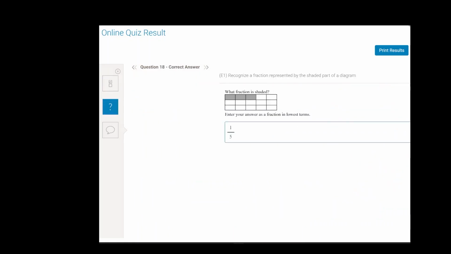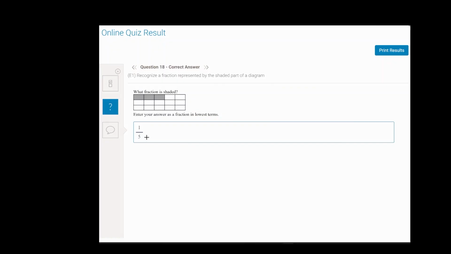Question 18. What fraction is shaded? 3 of them are shaded, and there's 3, 6, 9, 12, 15. There's 15. 15 divided by 3 is 5. And it's 5 out of 1.